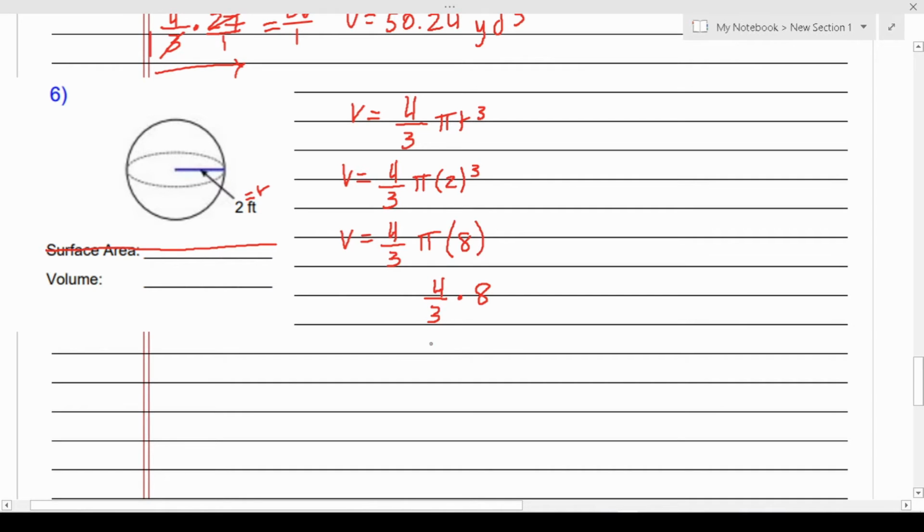So to multiply a fraction by a whole number, you make the whole number a fraction by placing it over 1. And then you just multiply straight across. So this becomes 4 times 8, which is 32, over 3 times 1, which is 3. So we know the volume in this case is going to be 32 over 3 times pi. And I'm going to leave it like that.